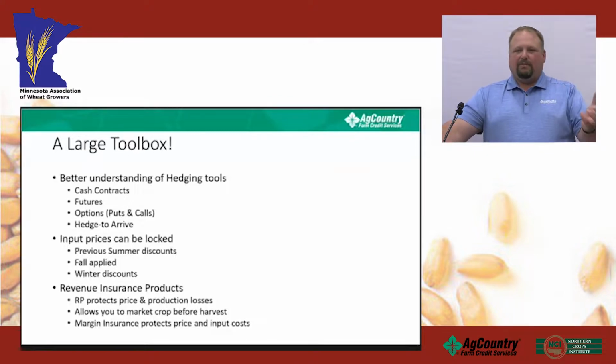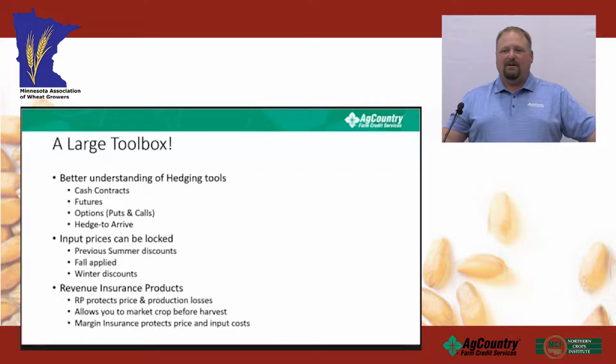Just revenue protection alone helps protect your price and production losses on the revenue side as well as your actual production. If we have an issue there, we can do it. It allows you to market that crop before harvest, having that pre-harvest marketing plan in writing and put in place, and then following it, we can go up to our guarantee on the revenue protection side. And if we don't have that crop, we can use the funds from the revenue to buy out of the contracts we maybe got into.